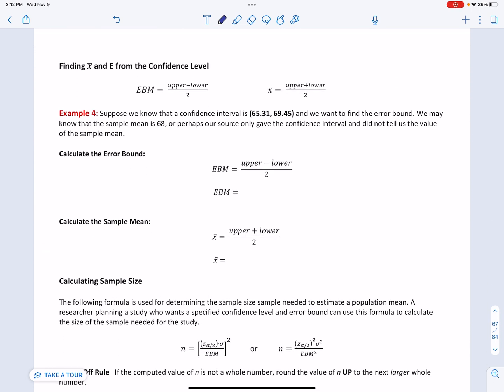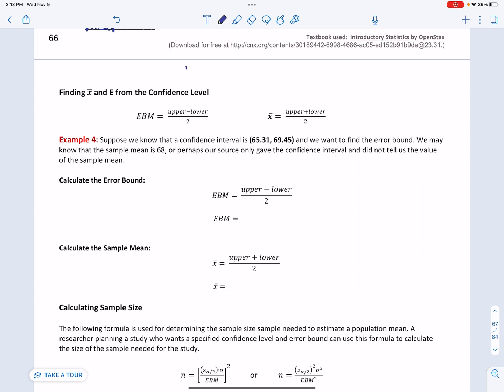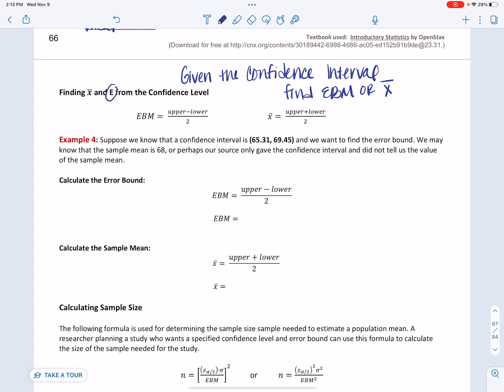So we're going to take a look at our last example. In these examples, we are given the confidence interval and asked to find the EBM, or we might be asked to find X bar. Either one is fair game. While we're doing these, EBM sometimes just gets shortened to E. That's okay. You know, math people are inherently lazy, and if we can write things in a shorter way, we'll do it.